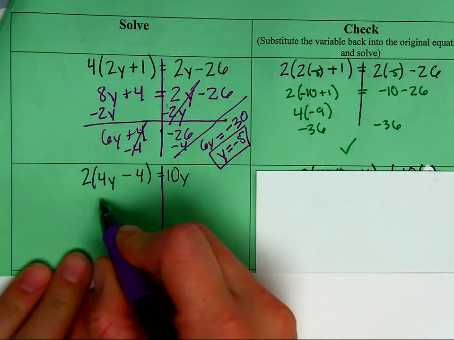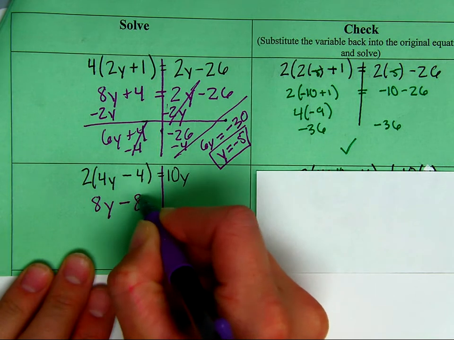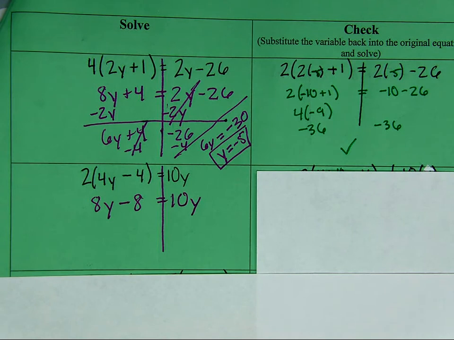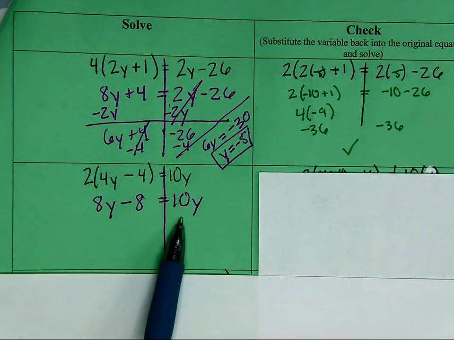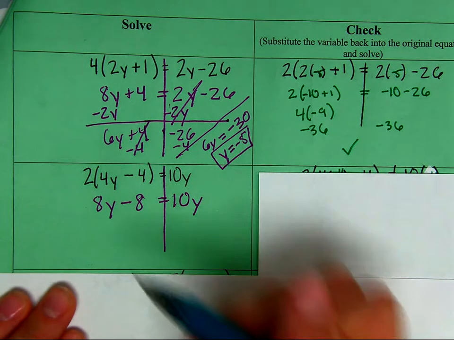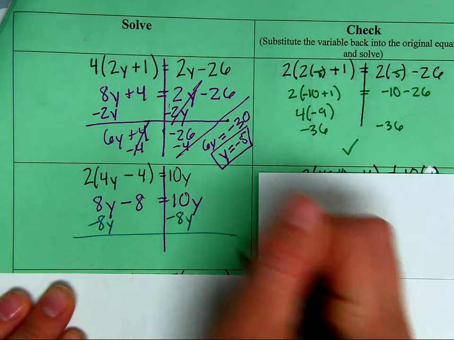I've got to distribute here again, so I get 8y minus 8 is equal to 10y. And I do want to talk about this step for a little bit. Normally it doesn't matter which variable we cancel, but in this case we do not want to cancel this 10, because then I have nothing left on this side. So we actually want to cancel our 8y. That's what you have to do next.